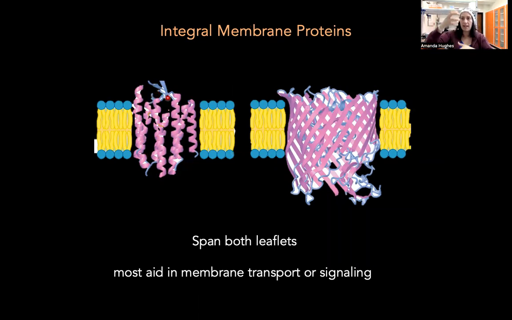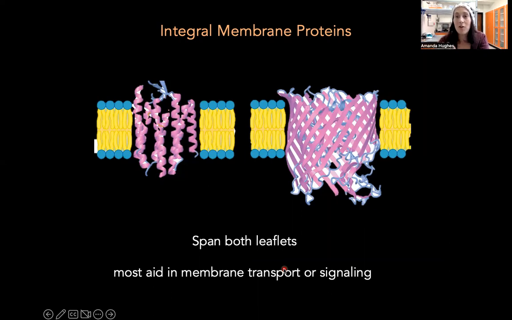They typically create pores. So this is where nutrients can come in, right? How are you going to get a big polar glucose molecule from outside the cell inside the cell? Well, it's going to have the help of one of these proteins that makes a nice pore for the glucose to come through. So they aid in membrane transport.